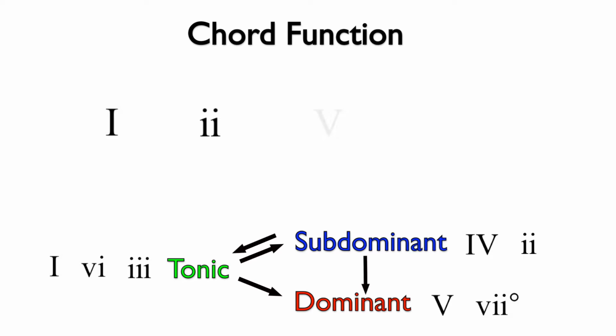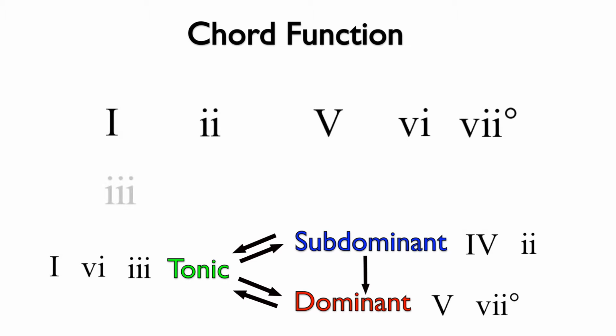Let's move on to 5 as a dominant function. From a dominant function, we could stay in the same category, but the strongest sense of motion would be provided by returning to a tonic function. Let's choose 6. With 6 being a tonic function, we can move to any other chord. Let's move to 7 diminished. With 7 diminished being a dominant function, we'll need to move back to tonic.